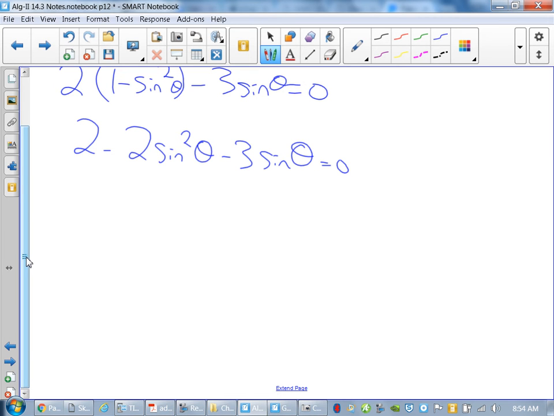Which means we have a trinomial with the nasty word of sine in it. When we have to factor something, we always want our first term to be positive. So I'm going to move everything to the right-hand side. In doing that, I'm going to get 2 sine squared plus 3 sine minus 2 is 0.